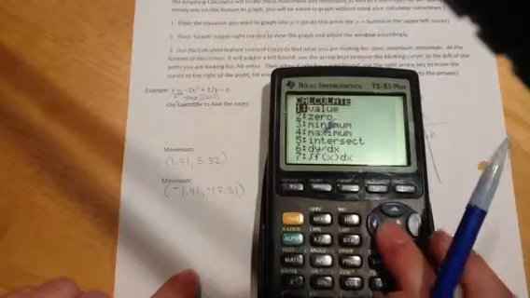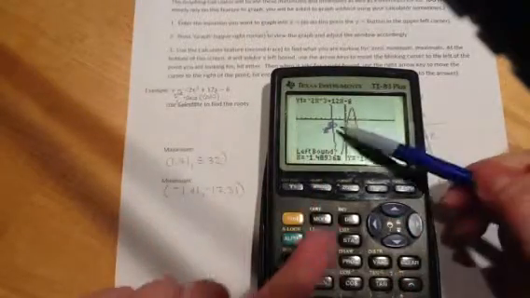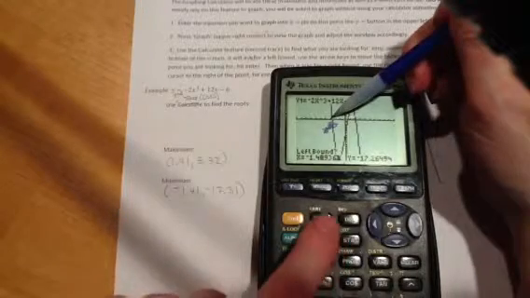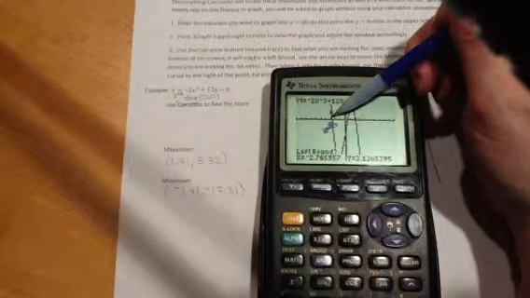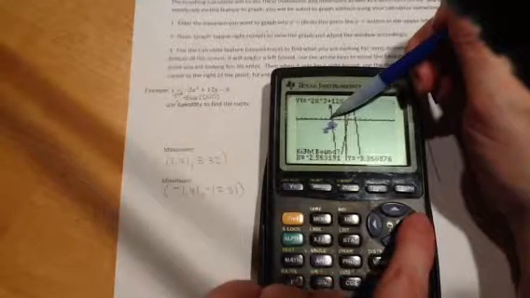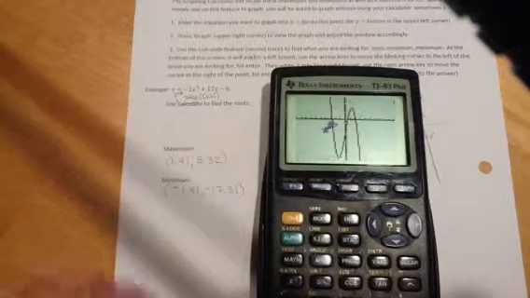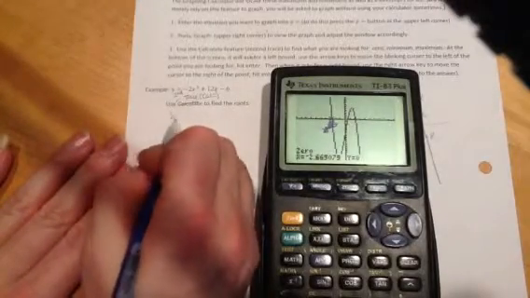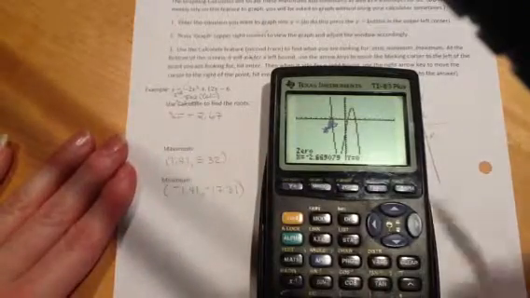And then for the roots, since there are 1, 2, 3 of them, I have to do that 3 times. So do second calculate. The calculator calls that a 0. Left bound, I'm going to work on this one right here. So my little cursor needs to be to the left of that point. Hit enter. And then right bound, to the right of it. And then guess, pretty close to it. So my root is negative 2.67.